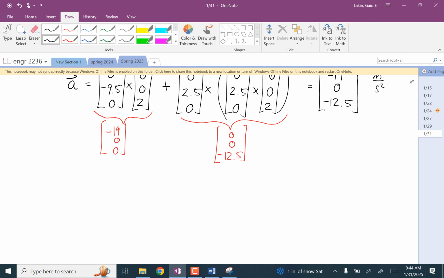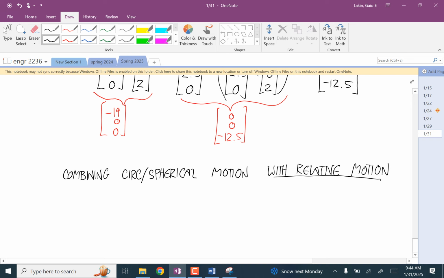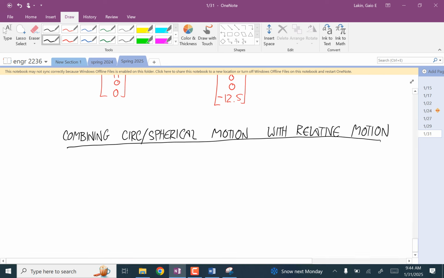Okay, so now let's see, why do circular motion and spherical motion and relative motion go together so well? So let's think about a case like this, where you have a hinge connecting a body to the wall. Let's say at this instant, this first body is positioned like this, and this angle is 30 degrees. And then there's a second body connected to that one by a hinge.